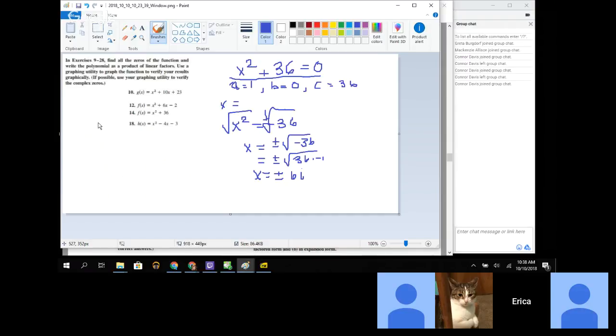So the roots of this equation would be x plus 6i times x minus 6i. And if you multiply those out, you'll get x squared plus 36. Okay? So when you do this homework, you gotta put your thinking brains on, right?